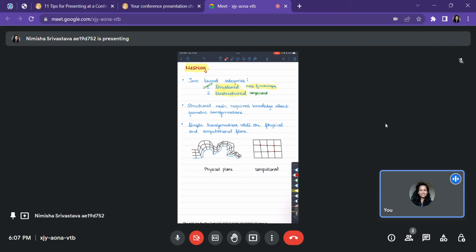Therefore, for complex geometries, typically it's a good idea to go with unstructured mesh. For most cases, we just simply use some simple transformations to relate the physical and computational plane. Therefore, the kind of shapes that we can use with the structured mesh are kind of limited, such as one popular example, when we look at an airfoil.